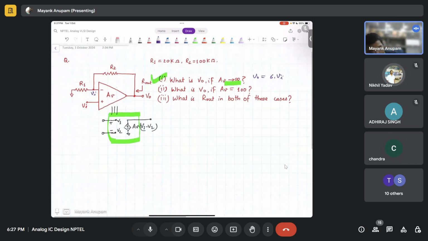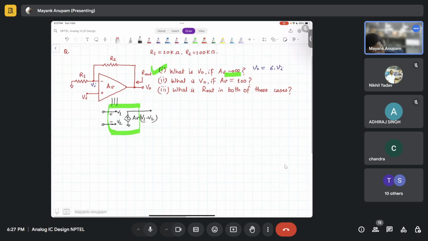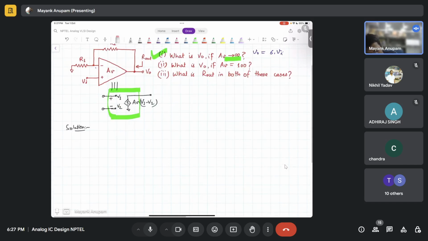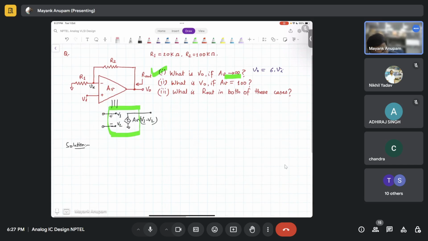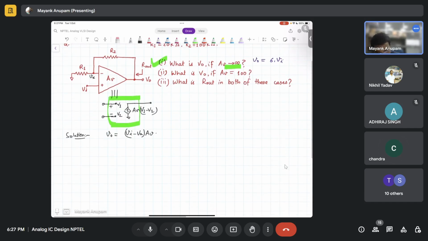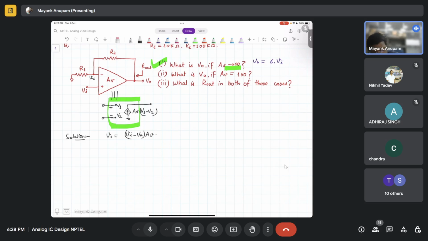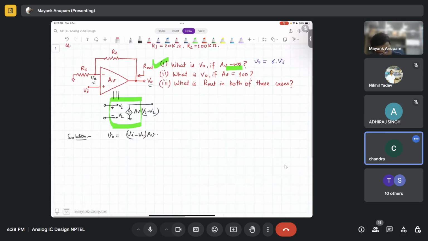So let me solve this quickly. The way to solve this would be, let's say this is not Vi, let's say this is Vx. So what will be the V out in that case? V out will be Vi minus Vx into AV, right? This is V0, sorry. And what is the relation between Vx and V0? There is a resistor divider here, right? So Vx is equal to V0 times R1 divided by R1 plus R2, isn't it?